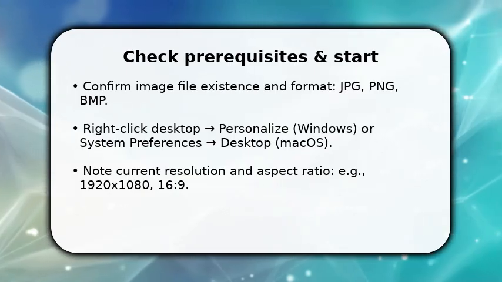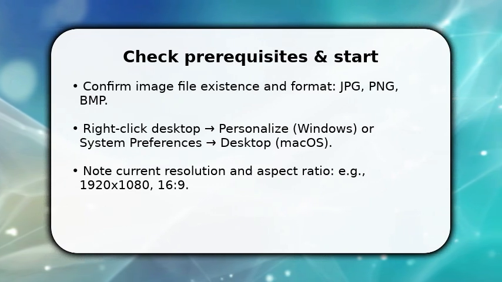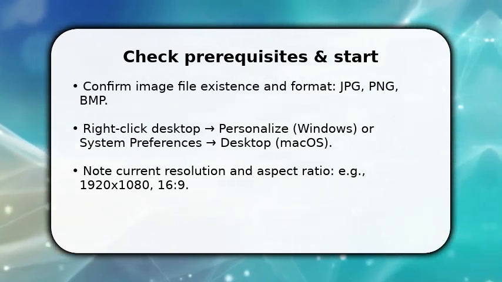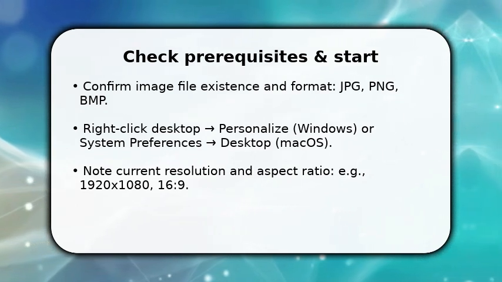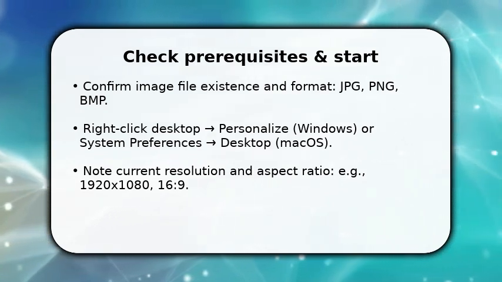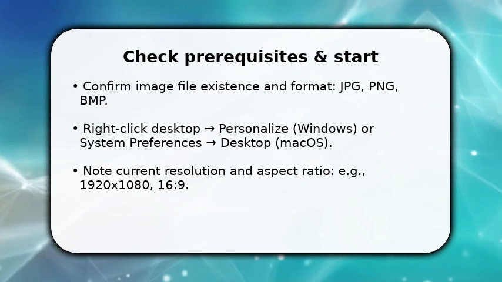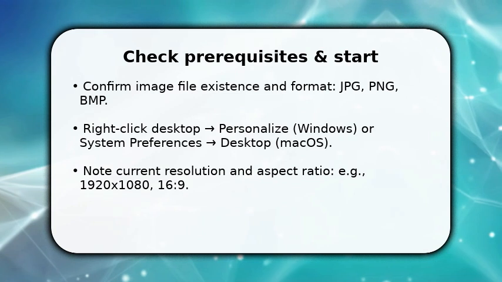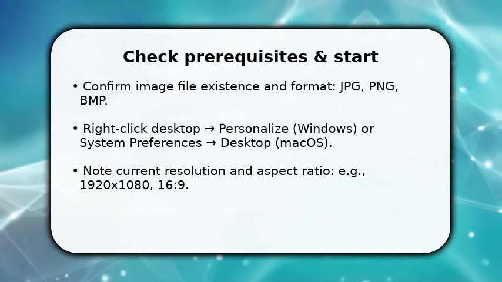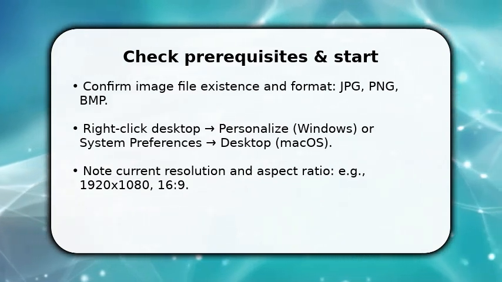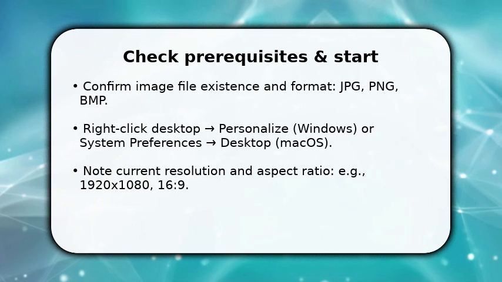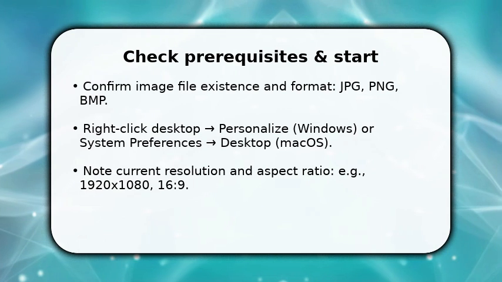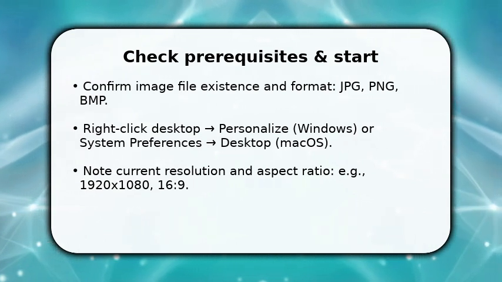You need the correct file and display info before changing anything. Start by locating your image and confirming it's JPG, PNG, or BMP so the system accepts it. Open Personalize on Windows or desktop settings on Mac OS and keep your display resolution in view. This matters for scaling. Once done, select Browse or Add Photo and pick the image. Make sure to use the system account with permission to change settings, because permission errors are a common early blocker.